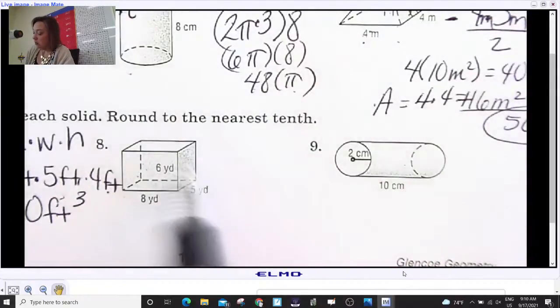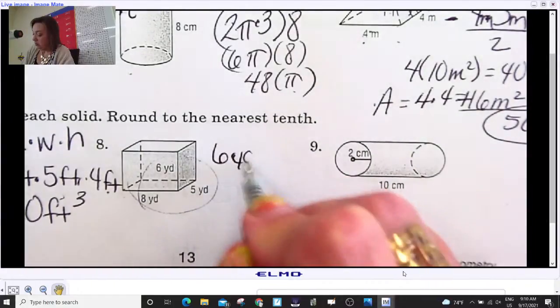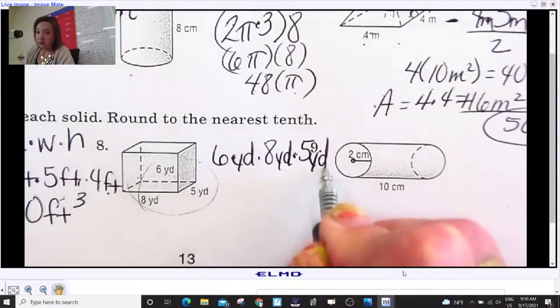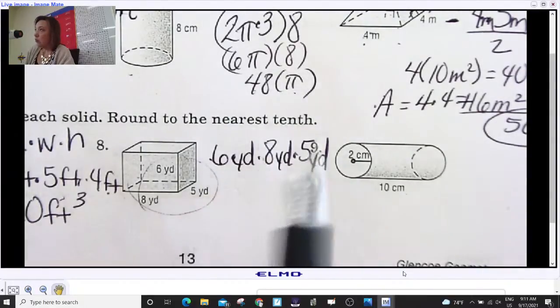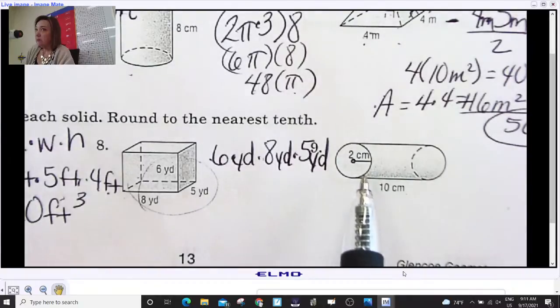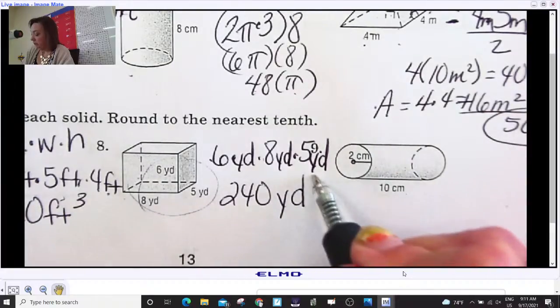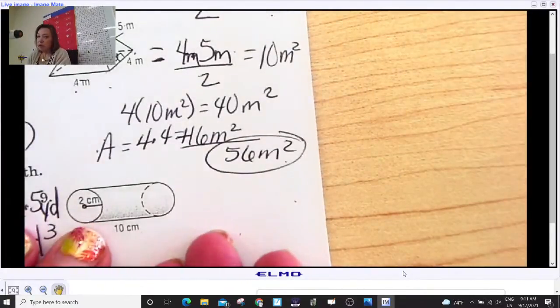Okay. So then this one also very basic. We have 6 yards times 8 yards times 5 yards. I would do 6 times 5, 30, and then 30 times 8. So 3 times 8 is 24. Add a 0. And what's our unit? Yards cubed.